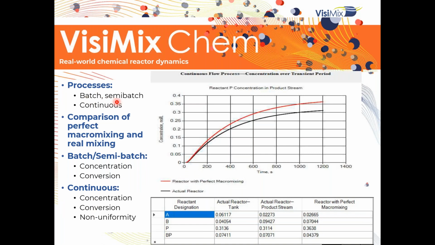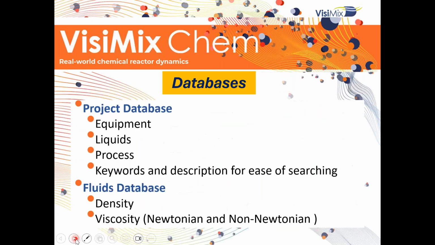The results that we are providing are the following. For processes that are batch, semi-batch, or continuous, there is a comparison between the perfect mixing and the real case. In this case the perfect macro mixing is better than real life, but we compare between them. This is very important, in graph and in table. The result will provide conversion and concentration for batch, semi-batch, and for a continuous process, as you can see in different tables.